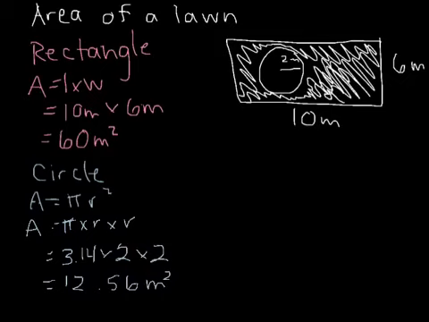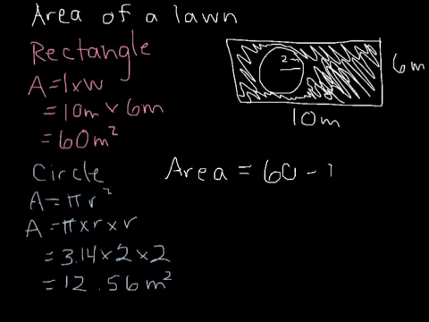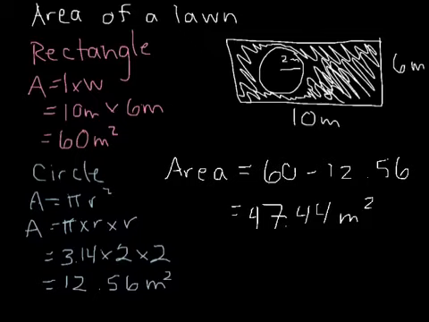So now, remember what we said at the start for our overall strategy was to find the area of the rectangle, and then the area of the circle, and we're going to subtract to get the area left over. So overall, our area is equal to the area of the rectangle, which is 60, minus the area of the circle, which is 12.56, and that gives us an area of 47.44 square meters. And that's how we find the area of the lawn.